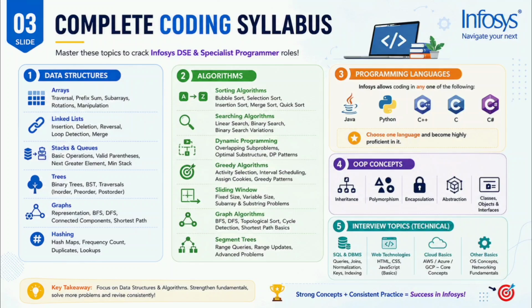The next topic is dynamic programming, one of the highest priority topics in the latest syllabus. DP questions can appear at medium as well as hard difficulty levels. So make sure you understand the concepts of overlapping subproblems and optimal substructure before solving DP problems. Another important topic is greedy algorithms. Learn how greedy algorithm decisions work and practice standard problems such as activity selection, interval scheduling, and assign cookies.